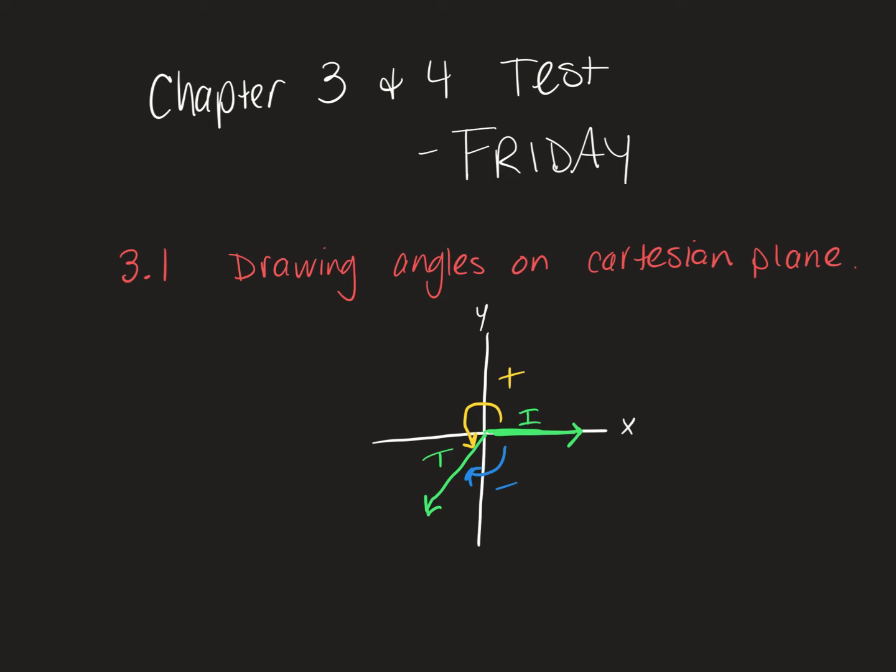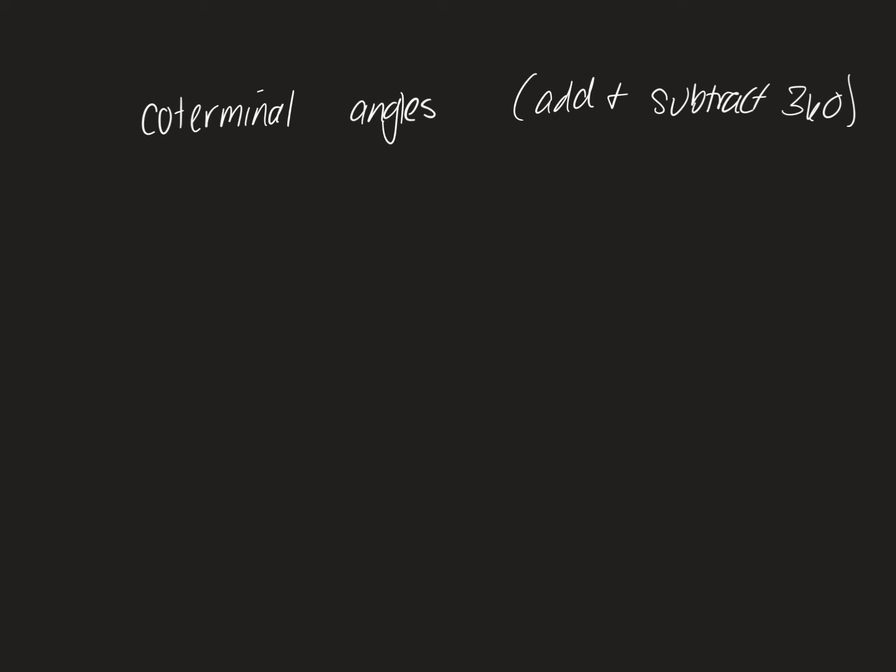All right, so you'll have to use a protractor to draw and label the terminal and initial sides. Fairly straightforward for that. The other thing we did was find the coterminal angles. Right, this is where you add and subtract 360. Okay, so let's say we have 375 degrees. To find angles that are coterminal with that, what do I want to do?